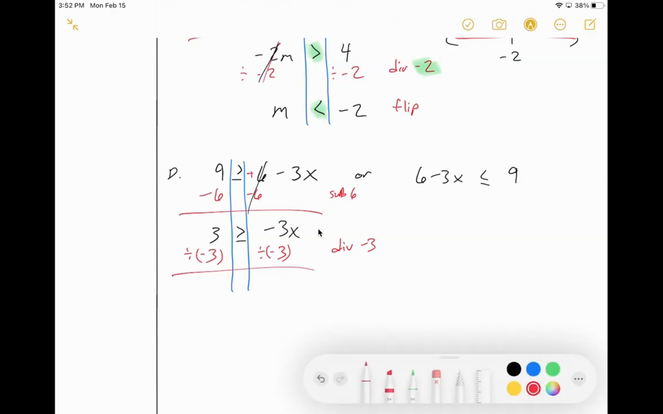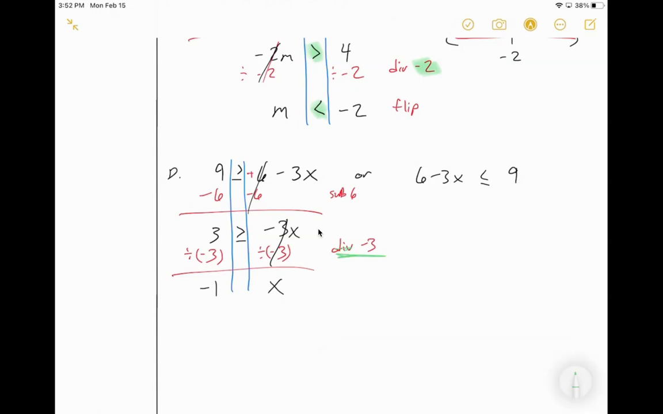And what do we get there? All right, so again, that cancels out. I'm left with x on the right side. That's good. 3 divided by negative 3 is negative 1. Okay, now here's the part. Again, notice we divided by negative 3 here. Okay. All right. We divided by negative 3, and that means the inequality greater than becomes less than or equal to, and it flips over.